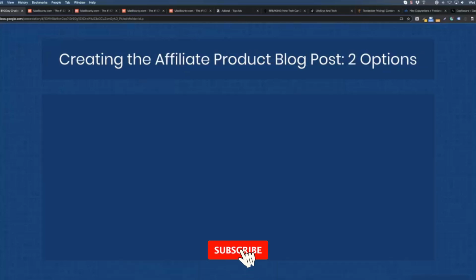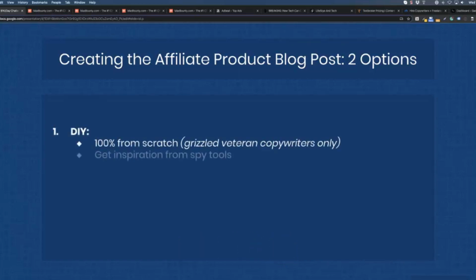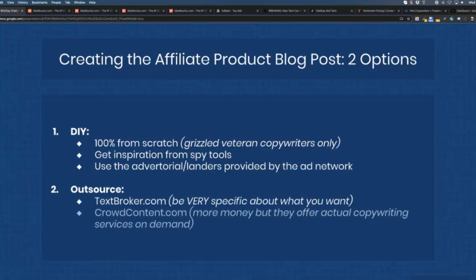All right, let's talk about actually creating the affiliate product blog post. You've got two options: the do-it-yourself and the outsourcing. I'm just putting all these on the screen here. Do-it-yourself, you can either do 100% from scratch.